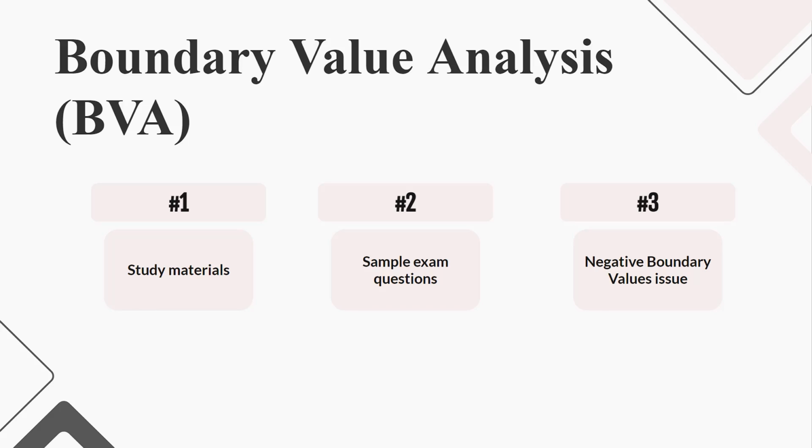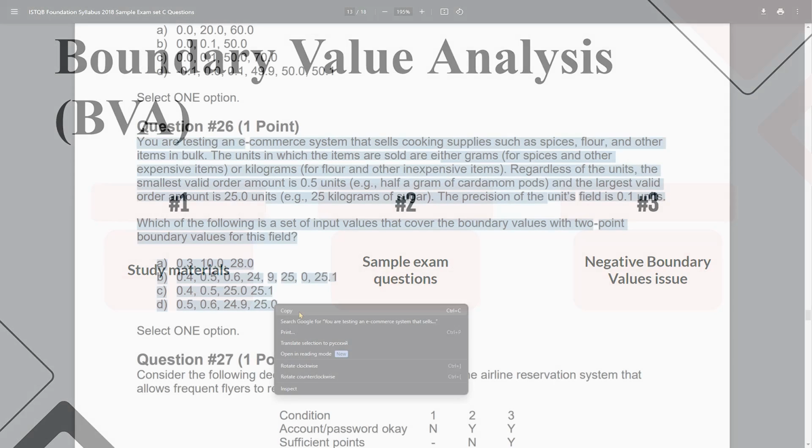Also, together with you, we'll find the correct answers to several ISTQB questions with the help of the theory. And at the end of the video, we'll discuss a problem that worries a lot of students. In some questions, it's completely unclear why negative boundary values are ignored or, conversely, not ignored. Let's begin with study materials.